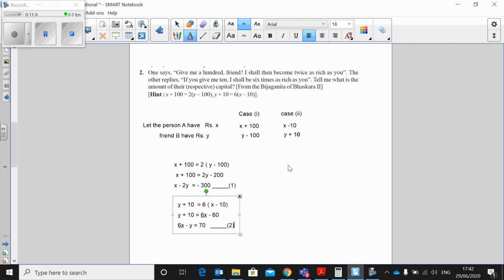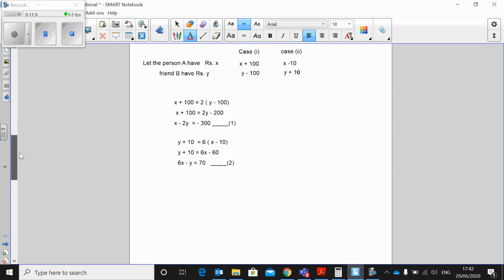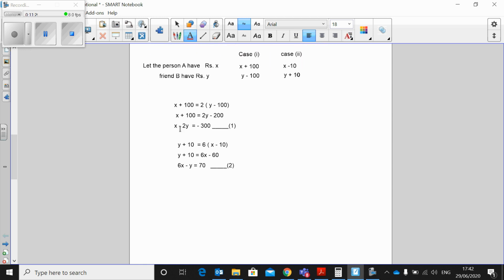Now let us solve equations 1 and 2 by any method. How can I solve it? x minus 2y equal to minus 300. Either I multiply equation 1 by 6 or I multiply equation 2 by 2. Any one of the ways we can do. So I am multiplying equation 2 by 2, which gives us 12x minus 2y, which is equal to 140. Let us name this equation 3. Then let us bring down the first equation for subtraction, which is equal to minus 300. This is equation number 1.